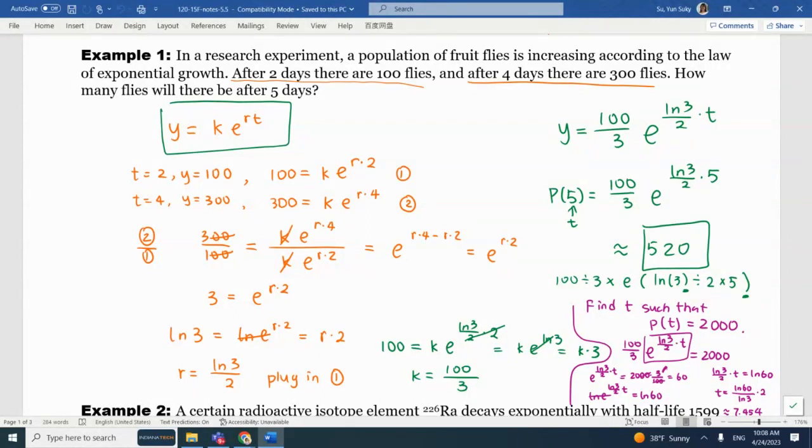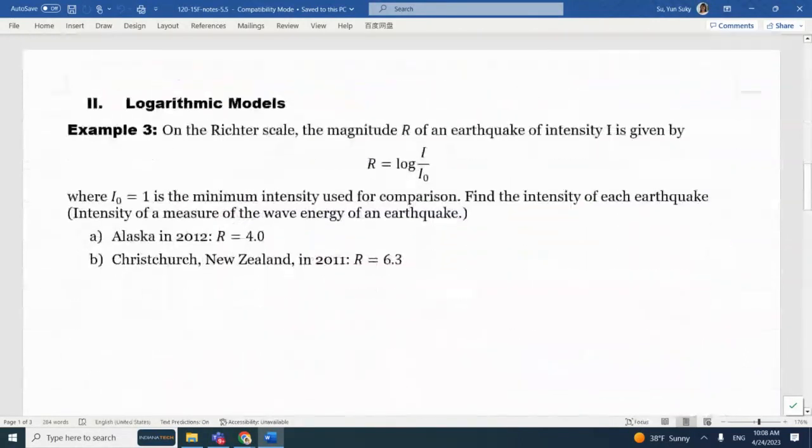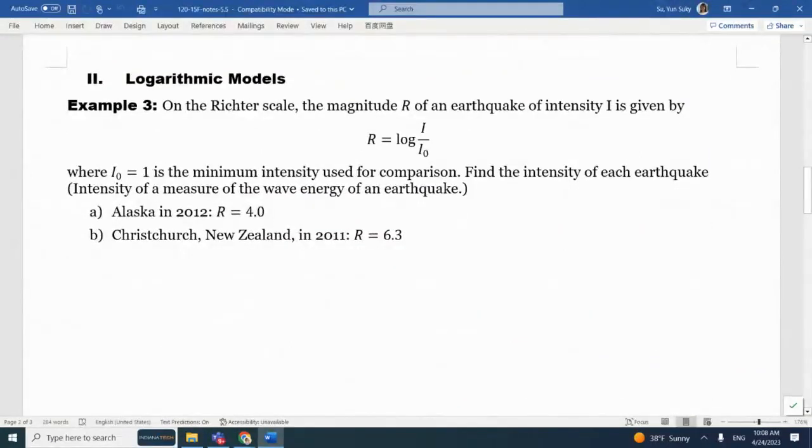So let's continue. Okay, log model. On the Richter scale, the magnitude R of an earthquake of intensity I is given by the formula. So here the formula is given, where I0 equals 1 is the minimum intensity used for comparison. Find the intensity of each earthquake.